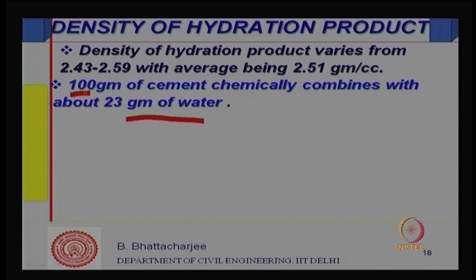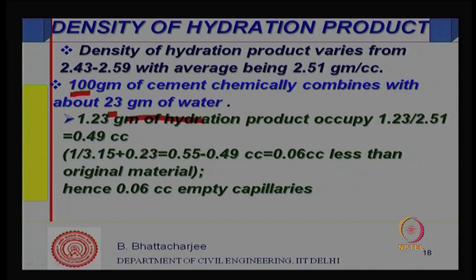So, 100 grams with 23 grams of water would produce 123 grams of hydration product, which can occupy 1.23 divided by 2.51, 0.49 cc, because this is grams per cc, this is the grams. So, the solid product of hydration will occupy 0.49 cc, right.